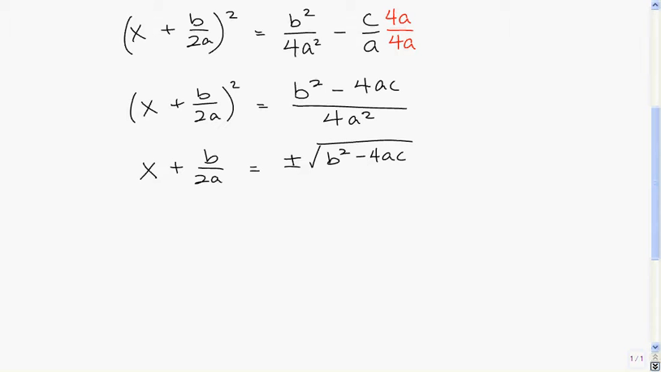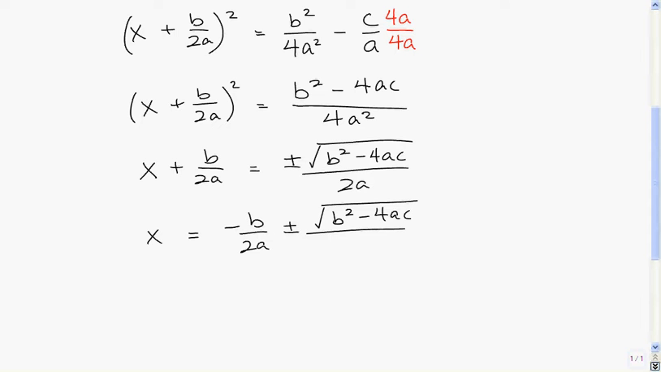The denominator, though, is a perfect square. When you take the square root of it, you get 2a. And then the only thing left is to bring this term over to the right-hand side. And again, I'm going to put it in front. So I have minus b over 2a plus or minus square root of b squared minus 4ac all over 2a.